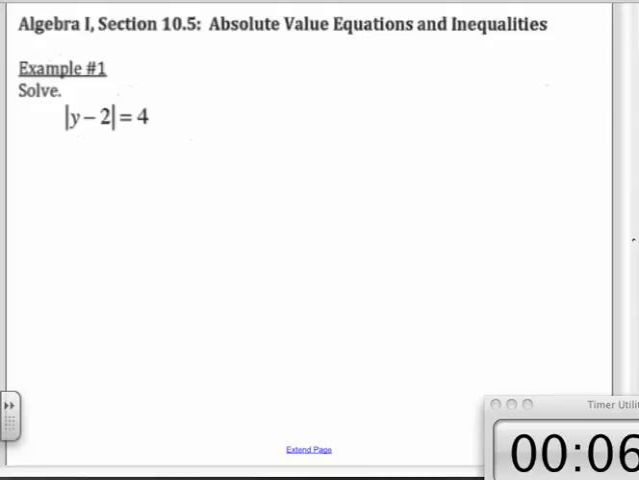Okay, guys, absolute value equations and inequalities. This first one is the absolute value of y minus 2 equals 4.